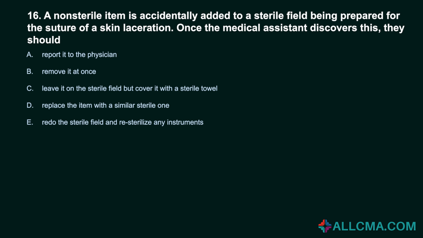16. A non-sterile item is accidentally added to a sterile field being prepared for the suture of a skin laceration. Once the medical assistant discovers this, they should: A. Report it to the physician, B. Remove it at once, C. Leave it on the sterile field but cover it with a sterile towel, D. Replace the item with a similar sterile one, E. Redo the sterile field and re-sterilize any instruments. Correct answer, E. Redo the sterile field and re-sterilize any instruments.